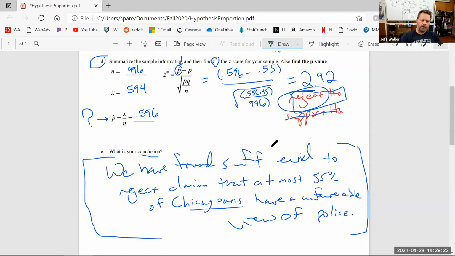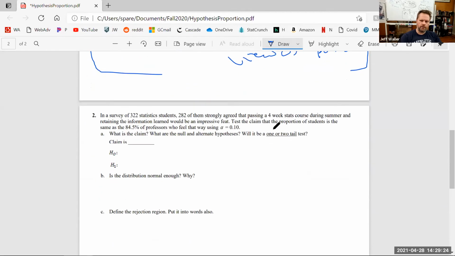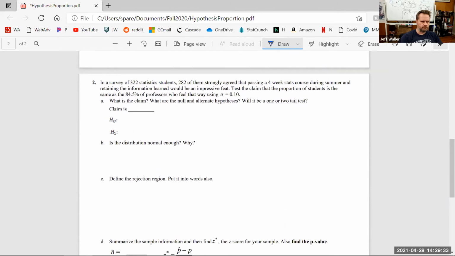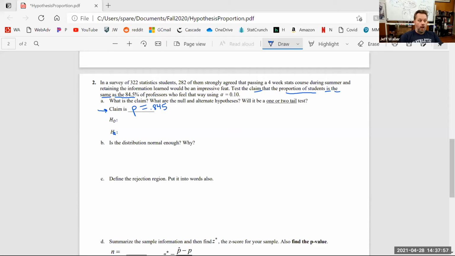So now I want you guys to work on this problem on the next page. Oh, shoot. Somebody's chatting at me. Okay. Oh my gosh. All right, let me catch up to you guys.